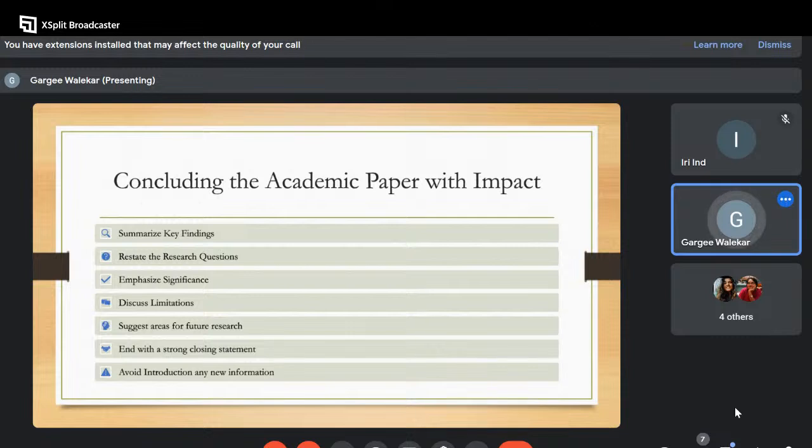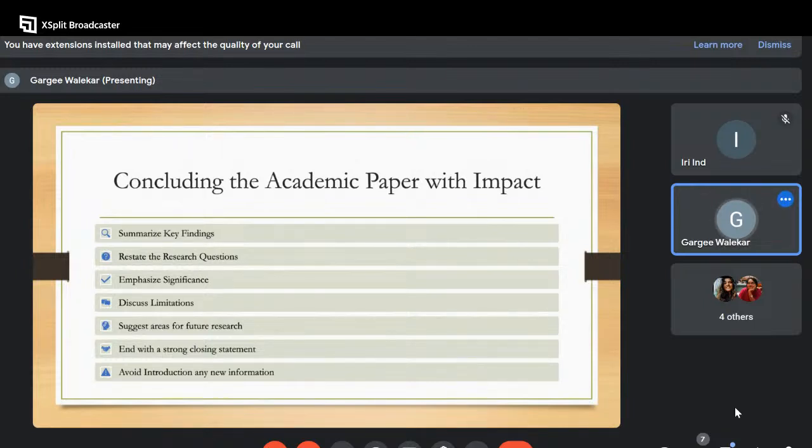And when we go about writing the conclusion, always remember these key points. First would be summarizing the key findings. In this, we give it briefly. I cannot stress enough, without any background in the conclusion.